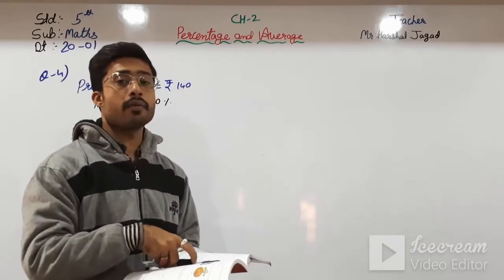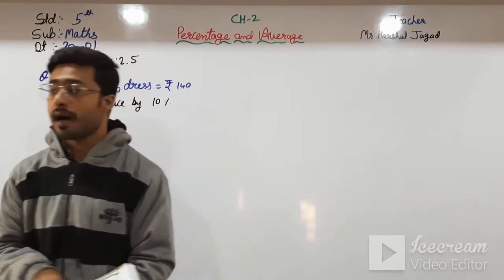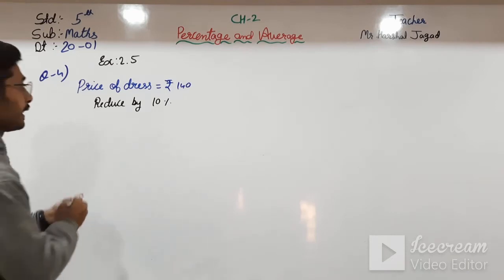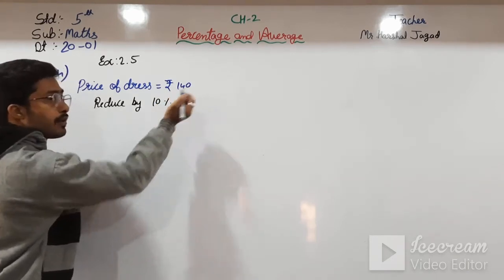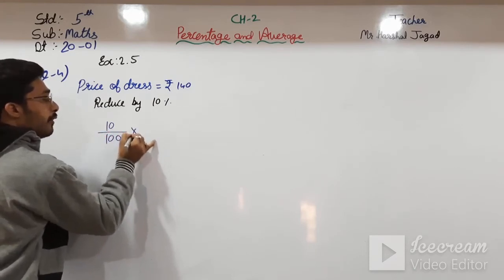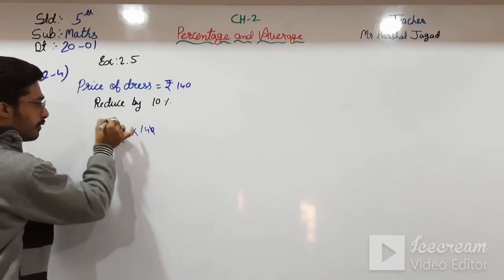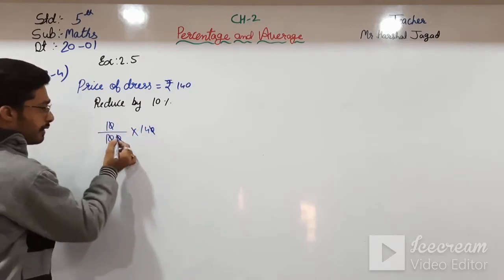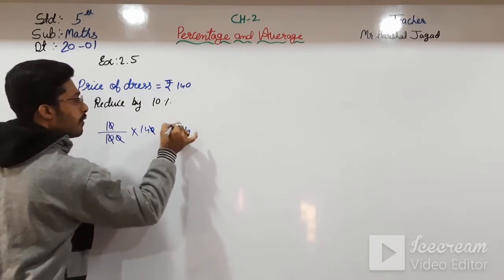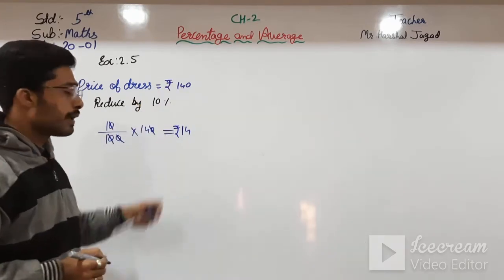First of all we have to find out what 10% of 140 is. So here we have to take 10% of 140, that is 10 upon 100 into 140. Cutting the zeros, we get 14 rupees. So 10% of 140 is 14 rupees.